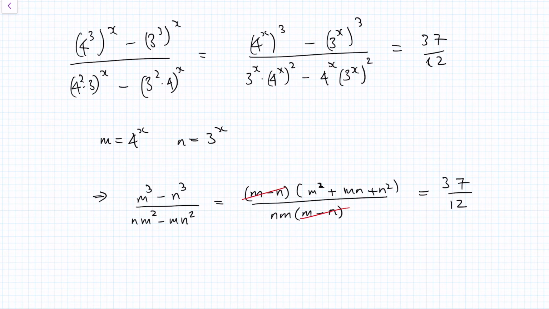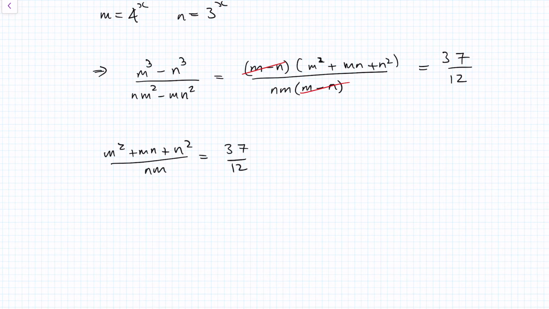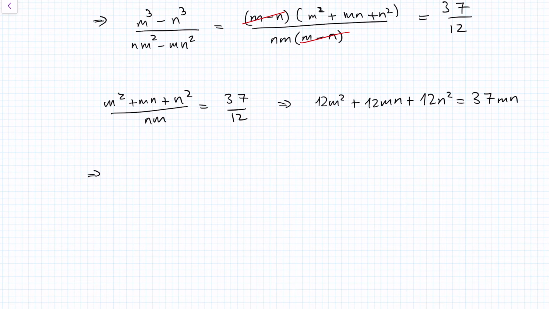Cancel m minus n, we get m squared plus mn plus n squared over nm is equal to 37 over 12. Now we could do cross multiplication. That means we have 12m squared plus 12mn plus 12n squared is equal to 37mn. And if we simplify that, we have 12m squared minus 25mn plus 12n squared is equal to 0.